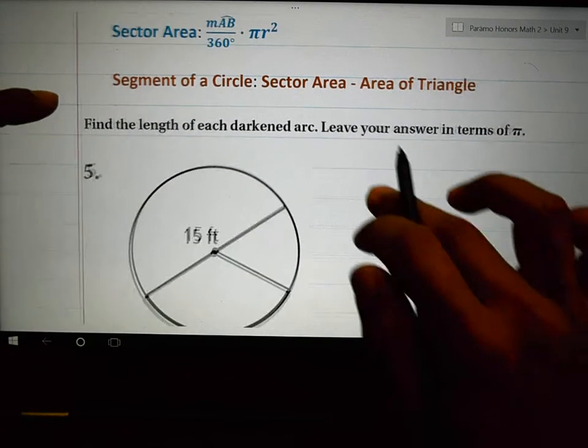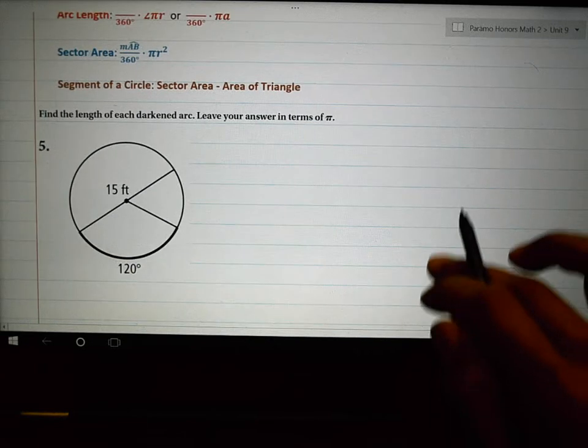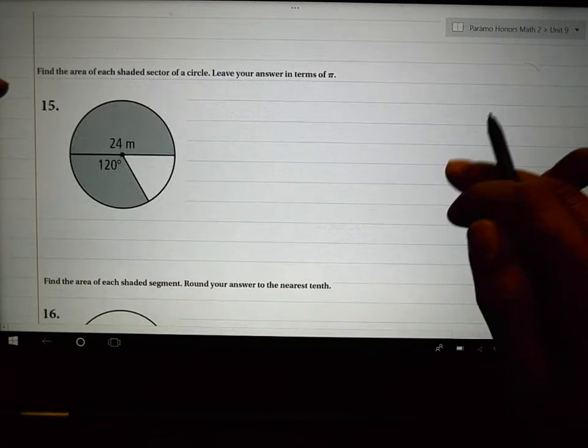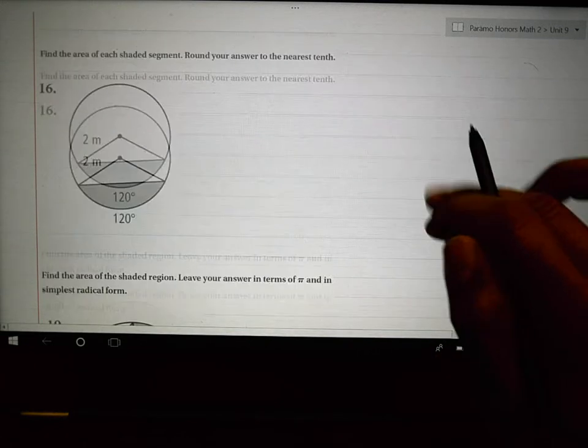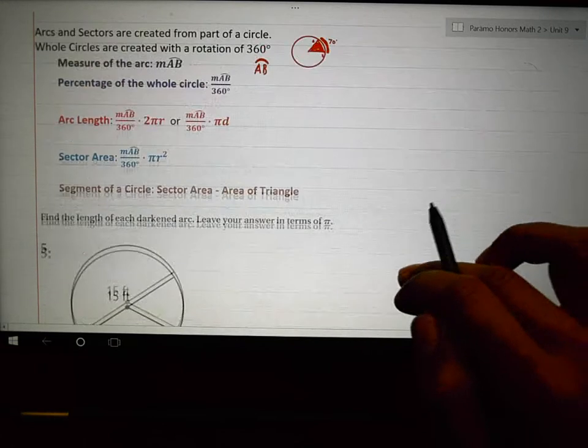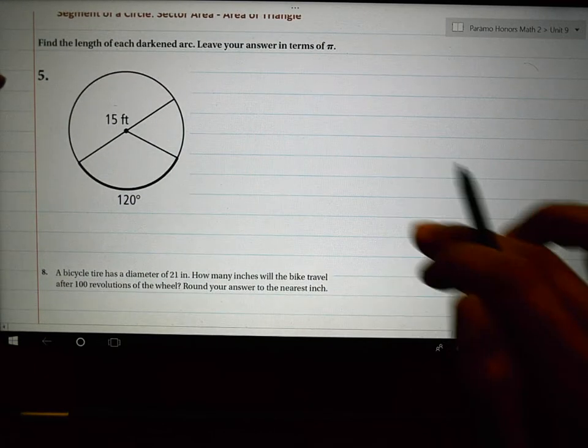I have some examples for you to look at. Number 5, number 8, 15, 16, and 19. I have 5 examples for you to do. If you would like to do them in your notes, you are welcome to do so.